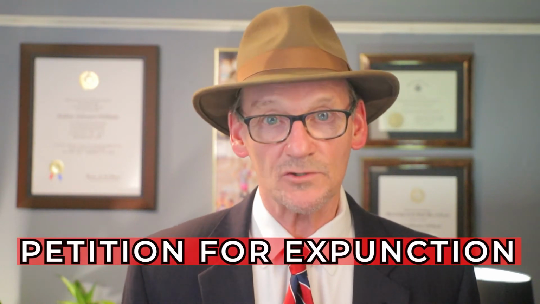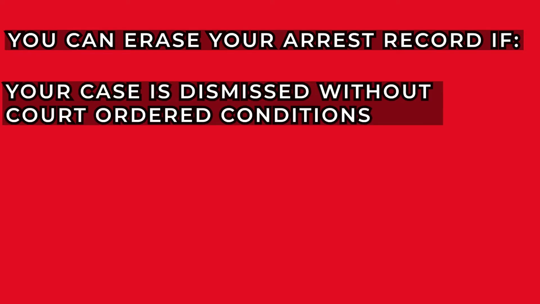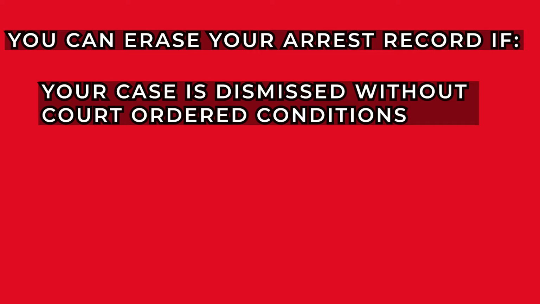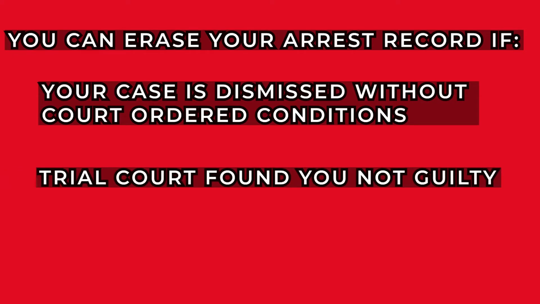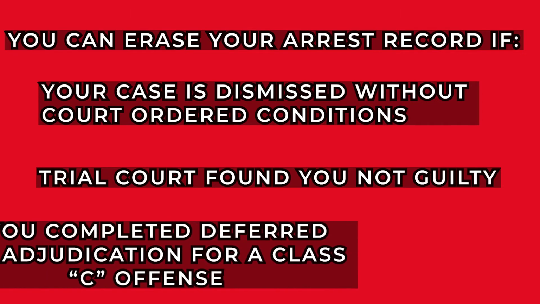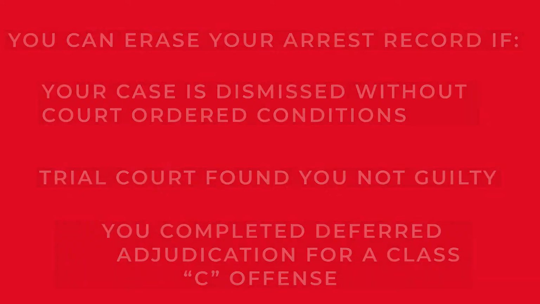You get rid of the arrest record by filing what's called a petition for expunction. The expunction will erase any record of your arrest and your background check will be clear. As an aside, anyone who's ever been arrested and had their charges later dropped without any type of court-ordered conditions connected to it can have their records erased. Also, if you've ever been found not guilty by a trial court, you can get your arrest records erased. And anyone who's ever finished something called deferred adjudication for a Class C misdemeanor can also have those records erased as well. Now, let's get back to the nitty-gritty of erasing the arrest record after you finish the PTI program.